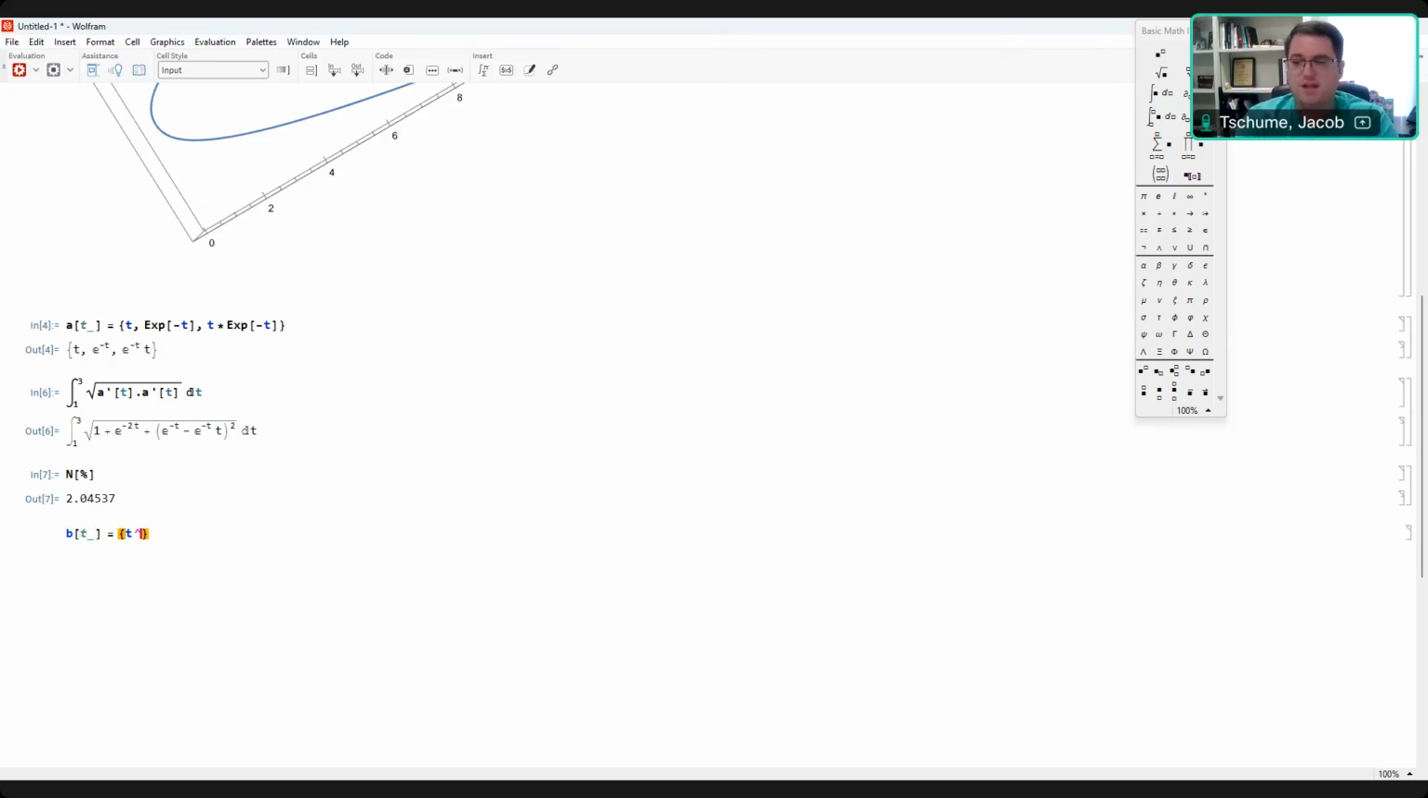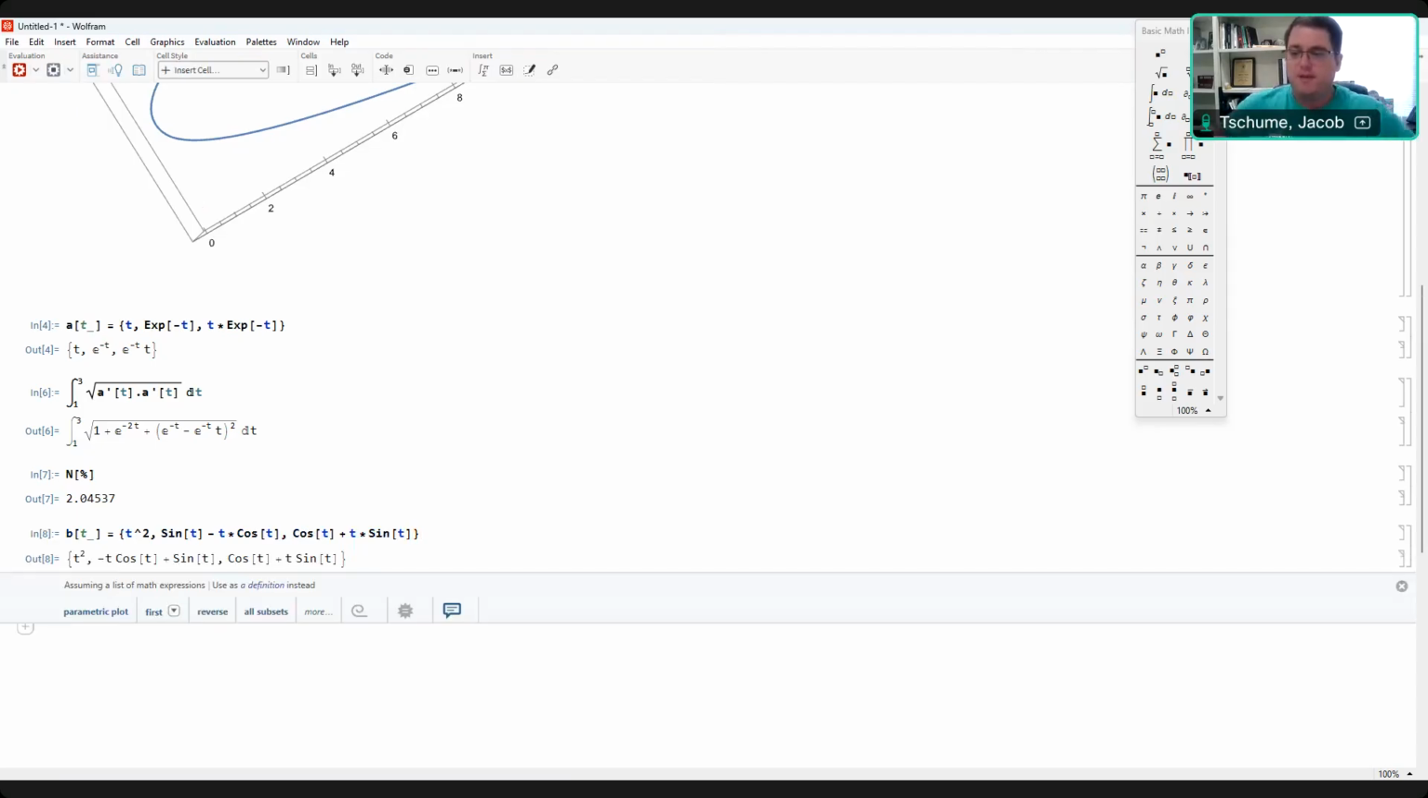Let's let our first element be t squared. We're going to let our second element be sine of t minus t times the cosine of t. And I'm going to let my third element be cosine of t plus t times the sine of t. It's a little bit longer, but I'm setting this up for another reason, for an error that shows up once in a while. So here is our b of t function.